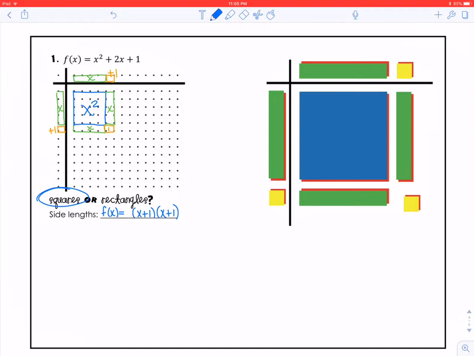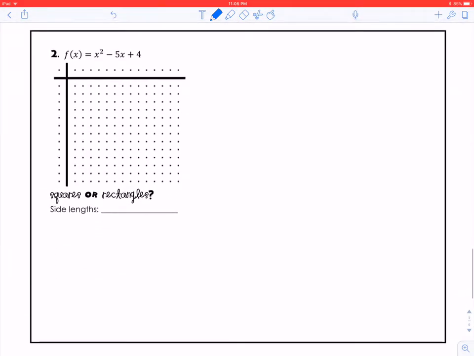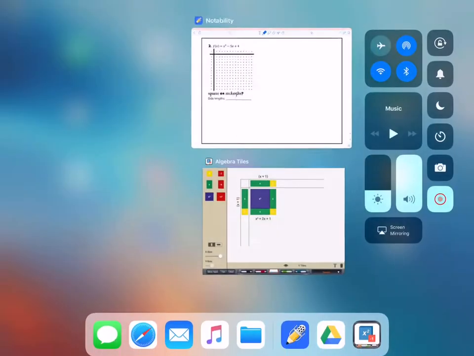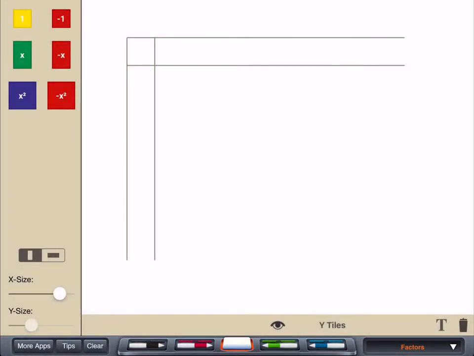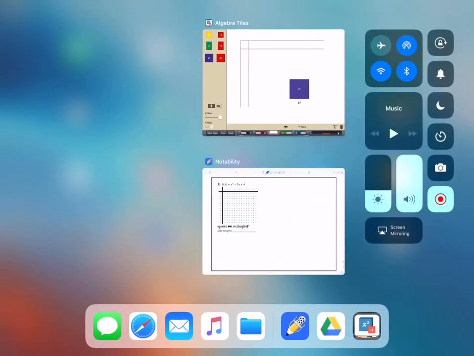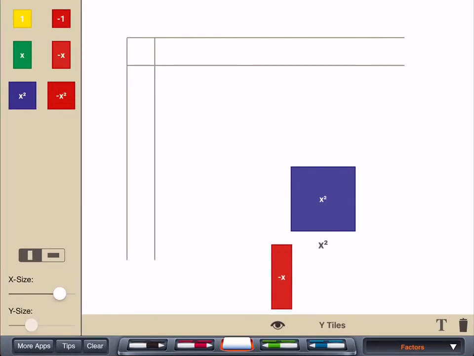Okay, let's try one more example together, and then I'm going to turn you loose for the rest of your functions in standard form. See if you can undo that with your algebra tiles. Okay, number 2, x squared minus 5x plus 4. So let's pull the correct tiles and clear this off. We need x squared plus 5x. Maybe that was a minus. Let me double check. Minus 5x. Good thing I double checked, huh?